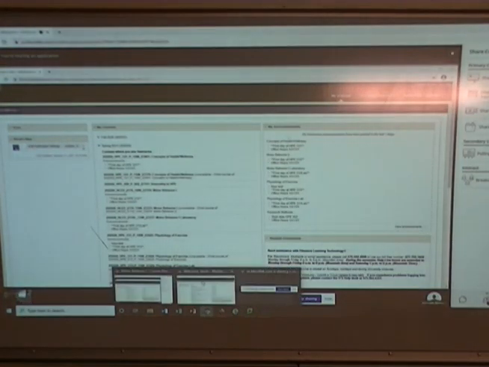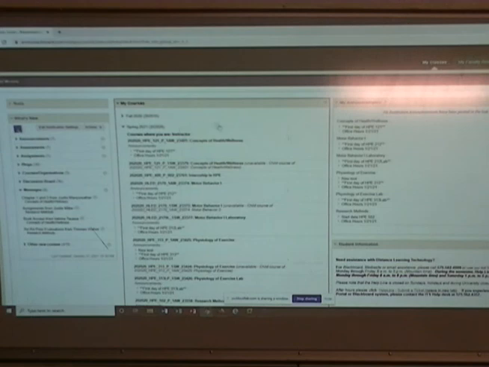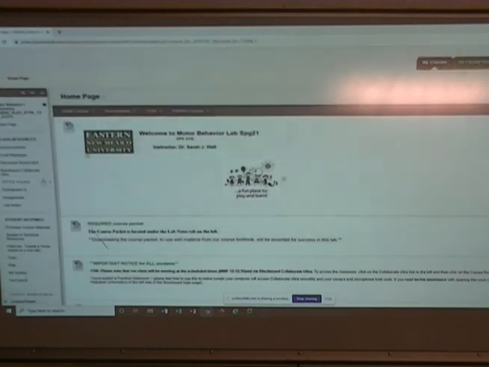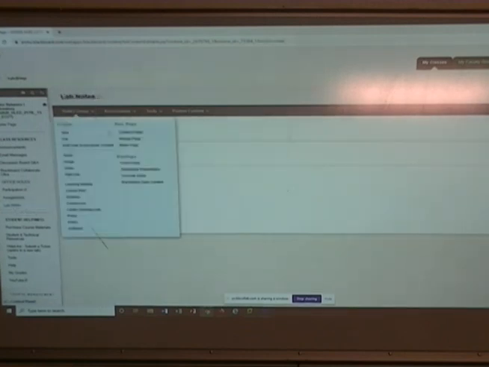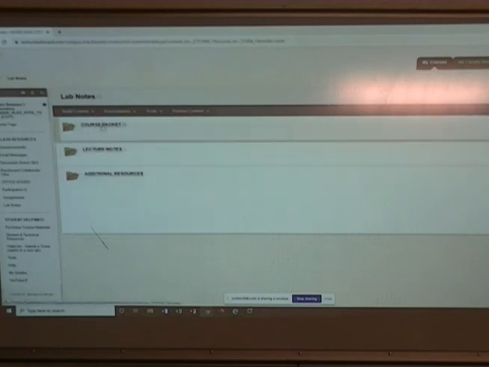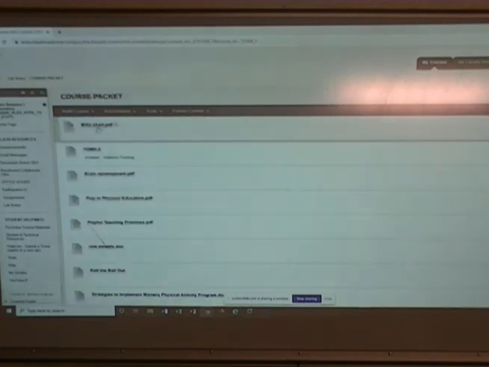Okay, so when you go to your welcome page in Blackboard, you'll see that you've got a link for motor behavior and a link for motor behavior lab. Go to the lab, click on the lab notes on the left-hand side, go into the course packet, and the first thing in the course packet is the MSU chart. Okay?